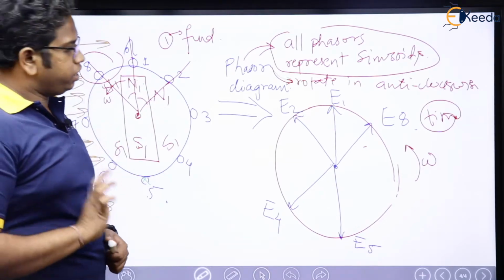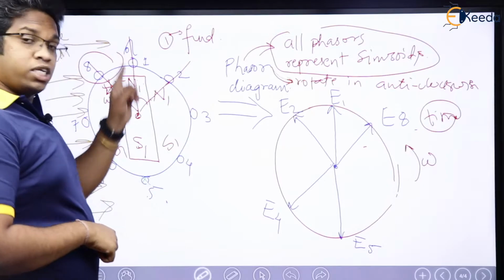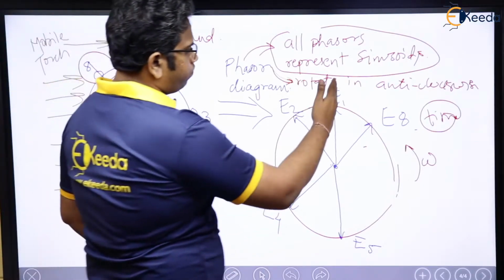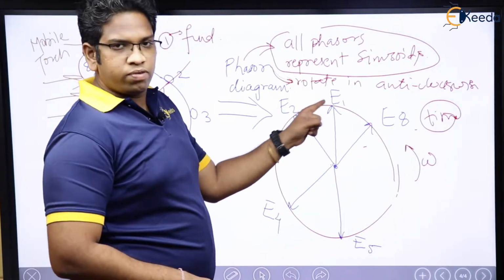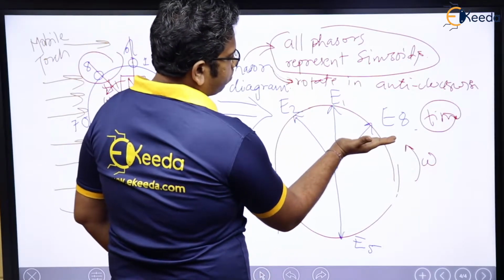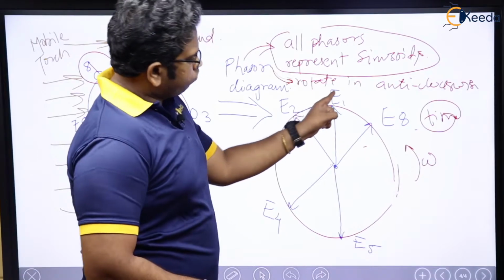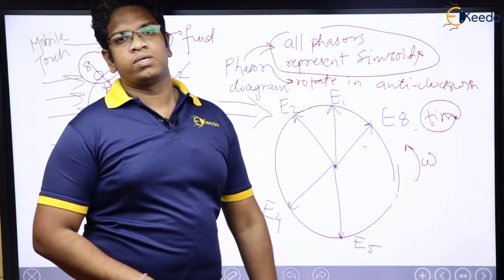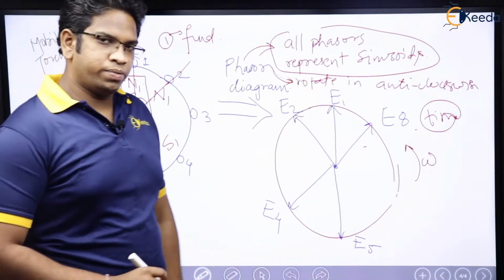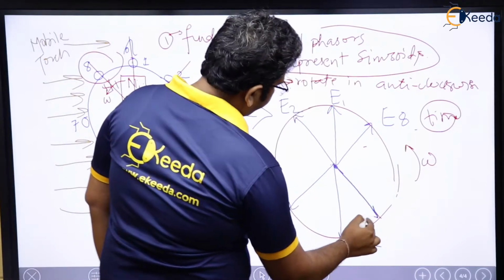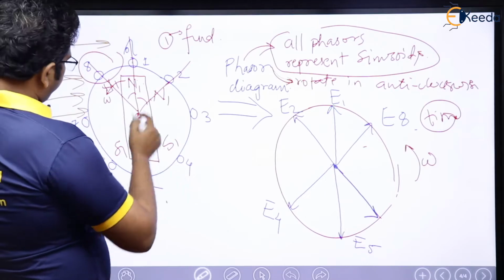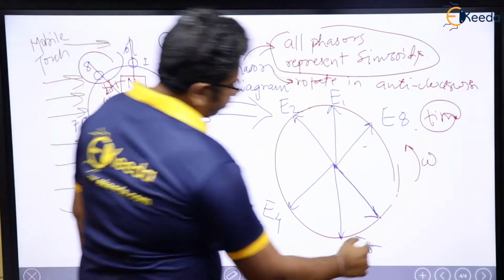In the history means 45 degrees before. Right now E1 is maximum. 45 degrees before, if I see, before rotation of this, E1 was here 45 degrees back, which means E2 was here, which means E2 was maximum. I hope you are understanding the point. Anyways, this is E4. If this is E2, opposite to E2 is going to be E6.